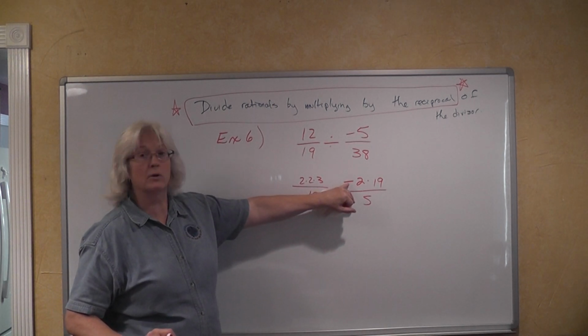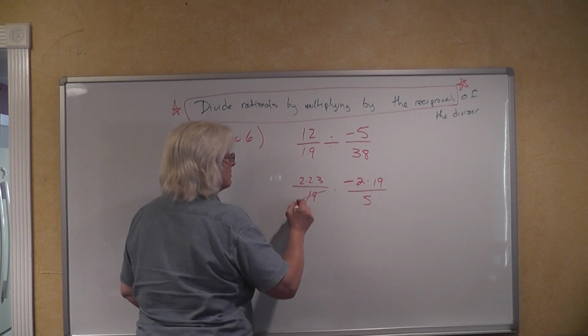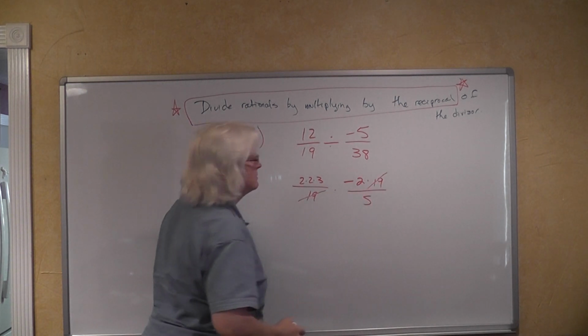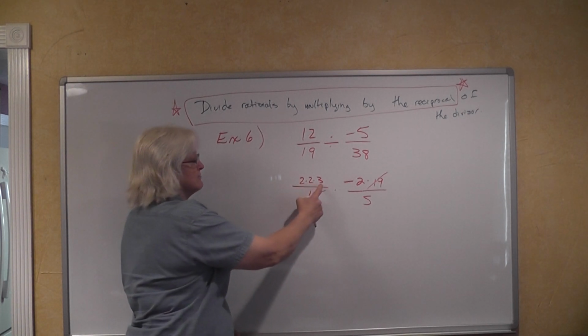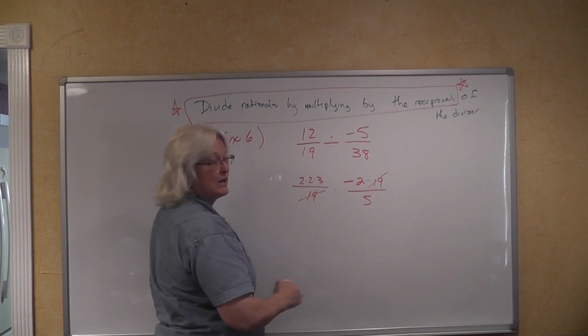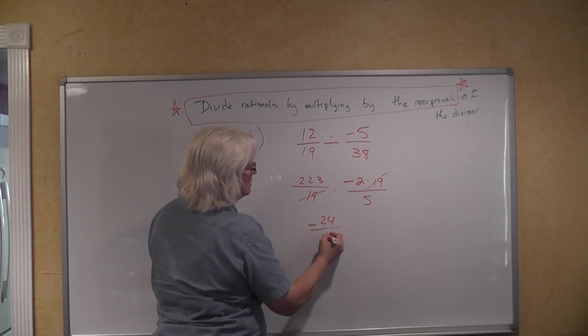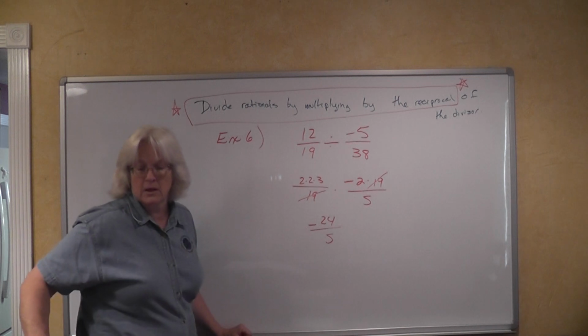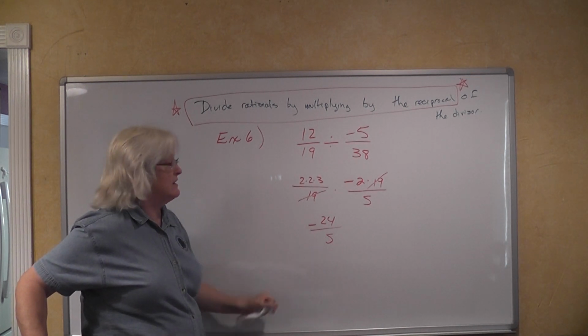This is a reciprocal, 38 over 5. I have one factor of 19 in common. 2 times 2 is 4, times 3 is 12, times a negative 2 is a negative 24 fifths. Be very, very careful that you don't lose that negative sign.